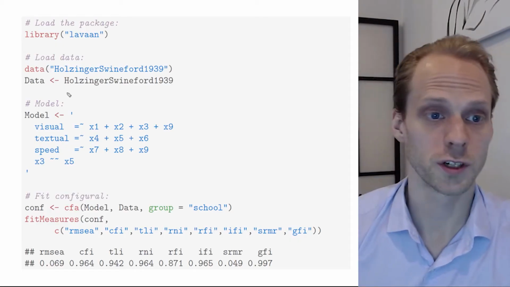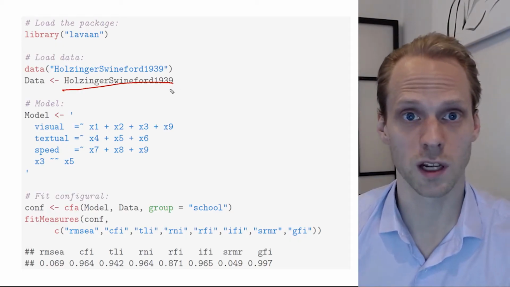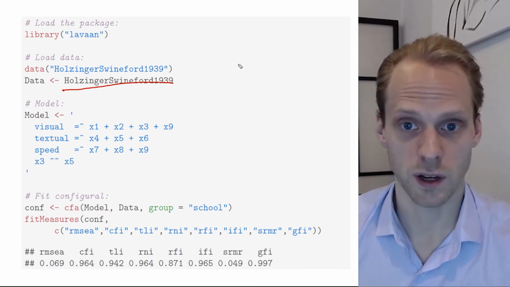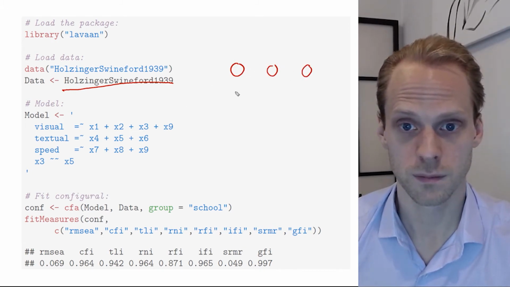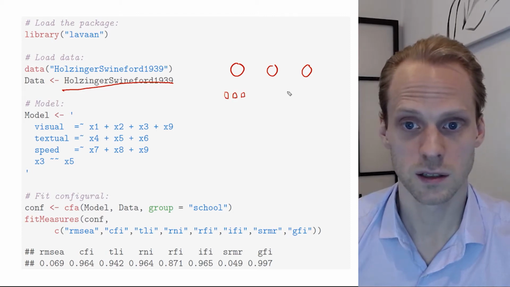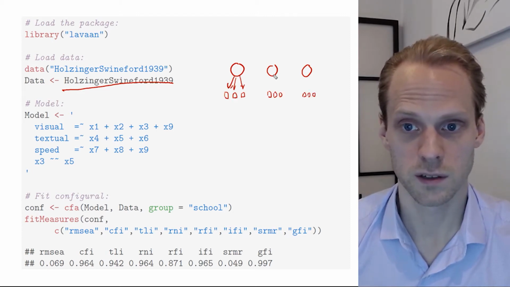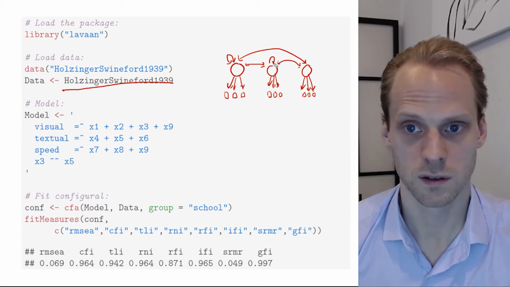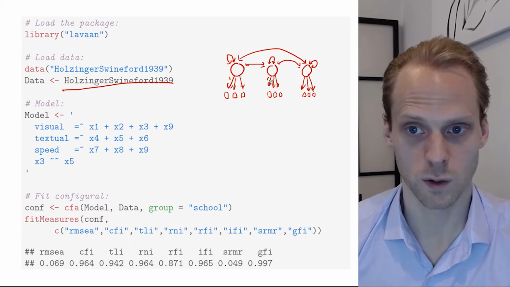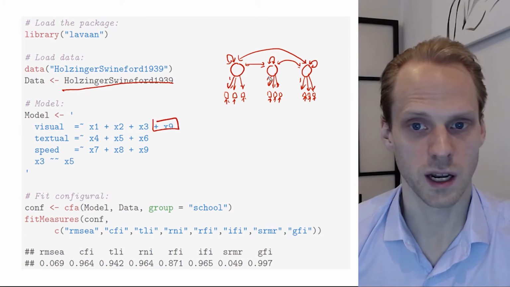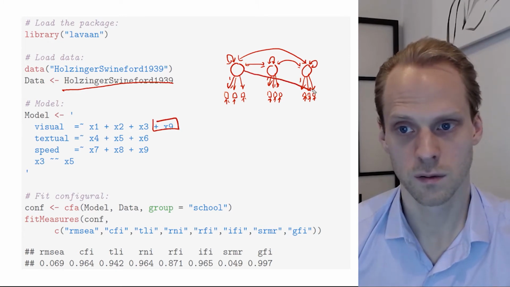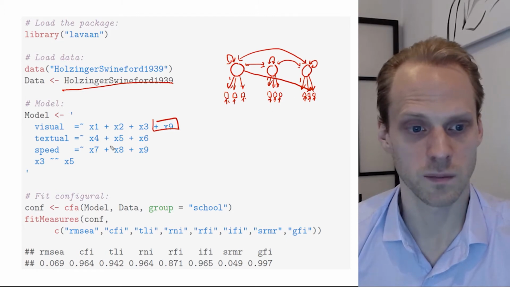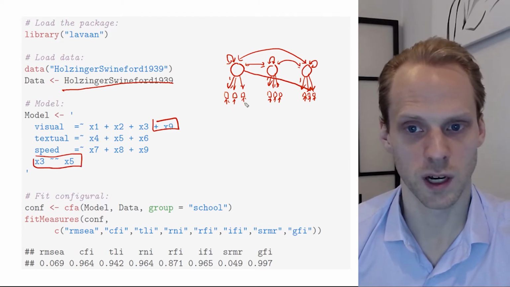So let's look at this Holzinger and Swineford data that we've been seeing before, last week. And this was a data set where we had 3 latent variables, 9 indicators. We can draw the factor loadings. And we have correlation at the latent level. Let's say we have these factor variances here. Let's constrain the first factor loading to 1. We have residuals. And I added 2 parameters here. I added a factor loading from the first factor to the last item. And I added the residual correlation between item 3 and 5.